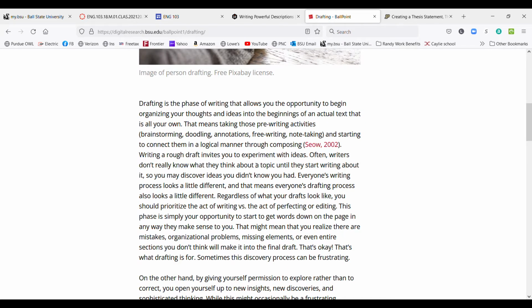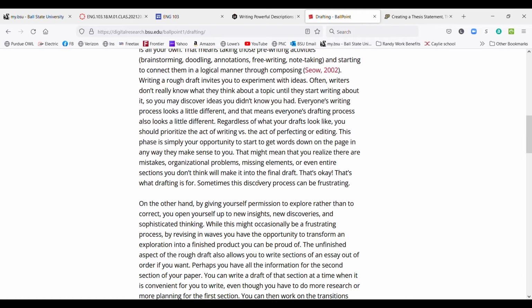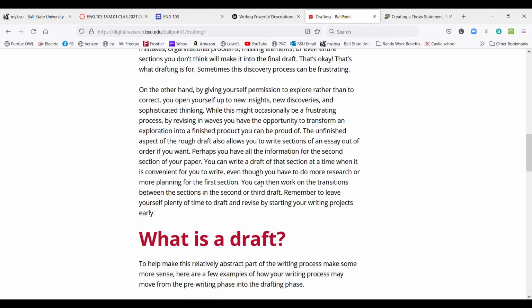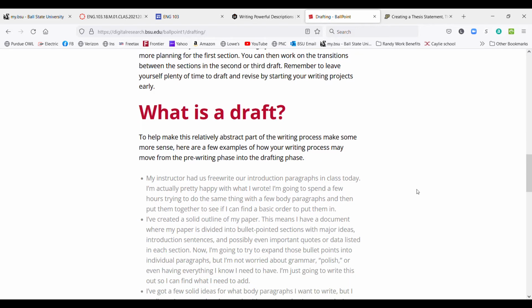Once you get those rough drafts, you get to experiment with ideas. Often writers don't really think that they think about a topic until they start writing about it. But that's not true. You do start thinking. You guys are already thinking about your literacy narrative and what you're going to say. So what is a draft?